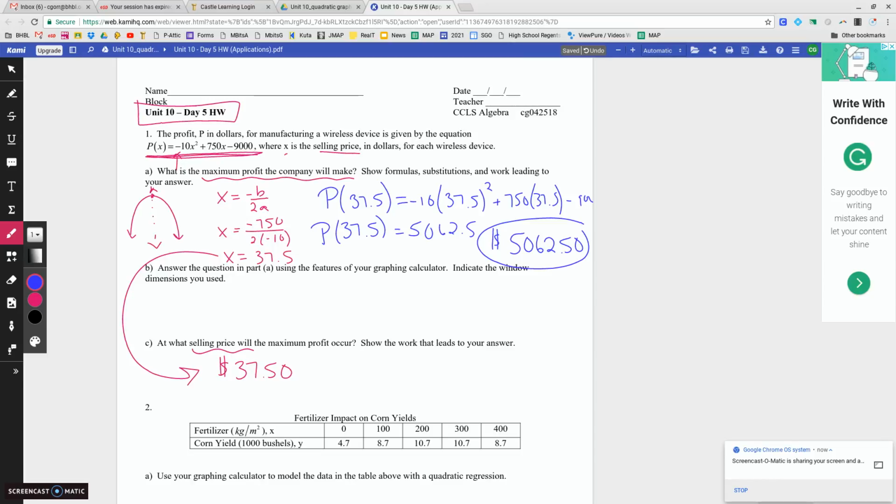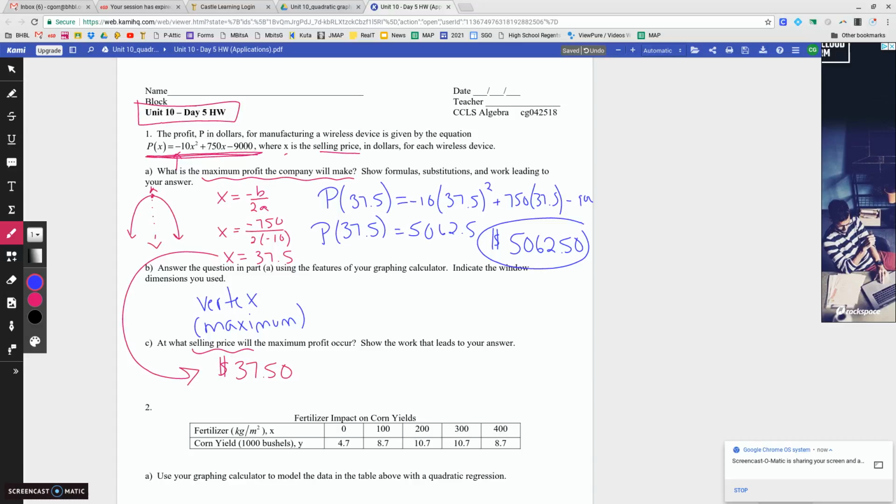So now answer it using the features of the graphing calculator. All I have to do is enter this into my graphing calculator, graph it, and find the vertex. We could do that by using the maximum function. You can sketch that out on your graphing calculator. The work leading to my answer for the maximum selling price, we already answered in part A.